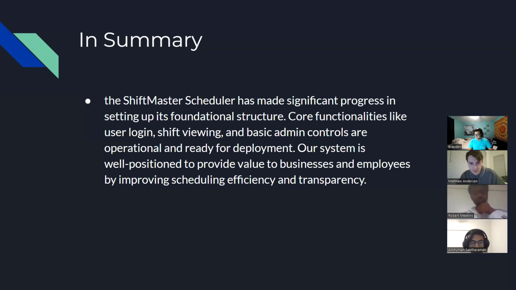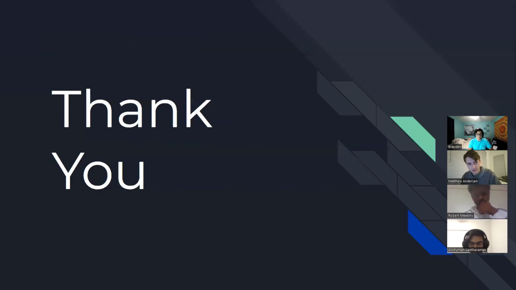So in summary, the Shift Master Scheduler has made significant progress in setting up its foundational structure. We've more or less attained our goal of a minimum viable product. Core functionalities like login, shift viewing, and basic admin controls are all operational and ready for development, while more complex systems, things like a more efficient cloud base, things like added levels of security, are all works in progress or would be next steps. Our system is well positioned to provide value to businesses and employees by improving scheduling efficiency and transparency. And that's our slideshow. Thank you for listening.